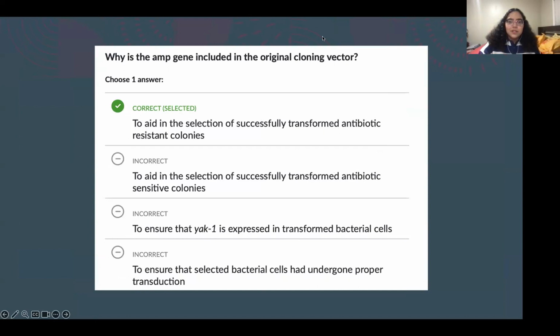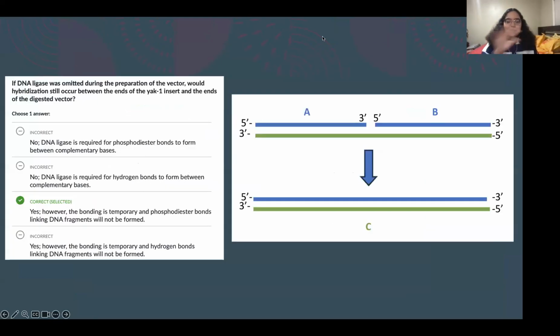Okay, hopefully no more questions there. Also, if I move on and you still have a question, feel free to put it in the chat. The next question was about DNA ligase. If it was omitted during the preparation of the vector, would hybridization still occur between the ends of the YAC1 insert and the ends of the digested vector?